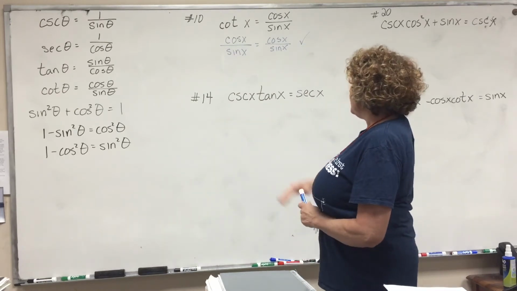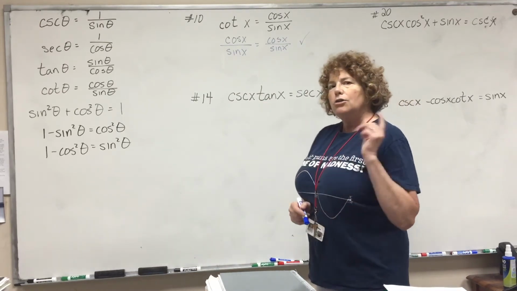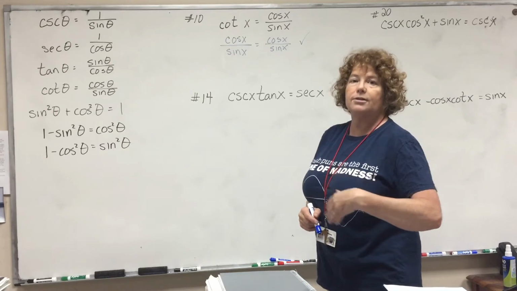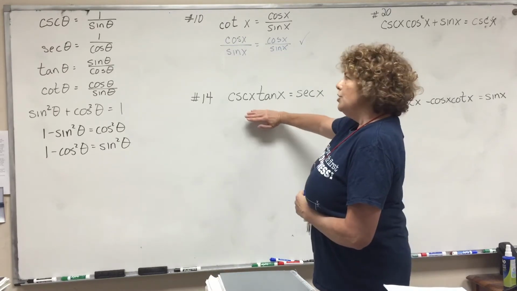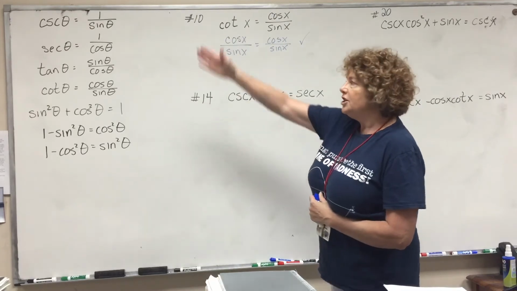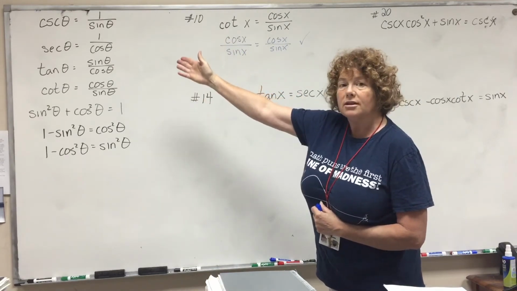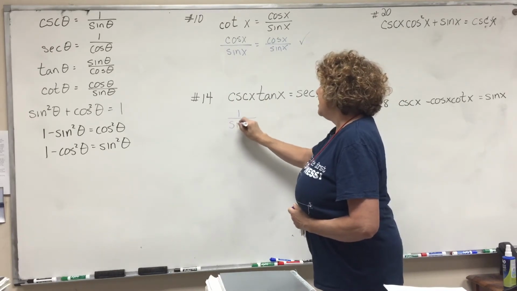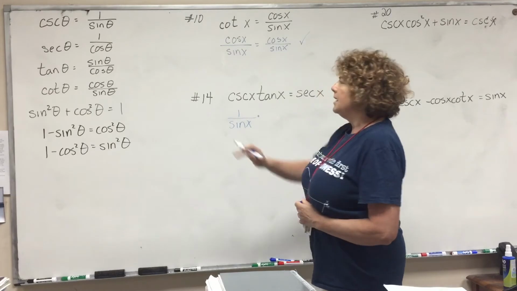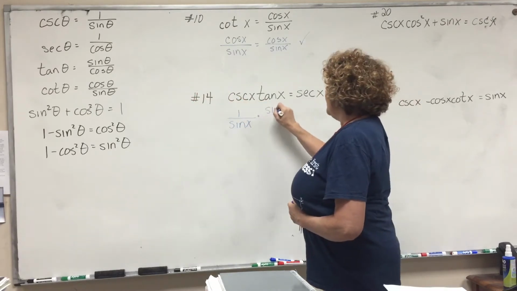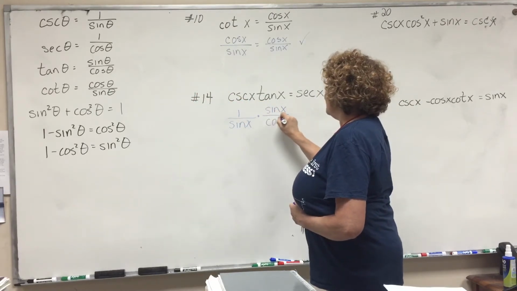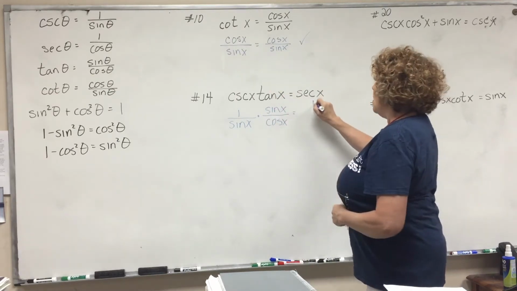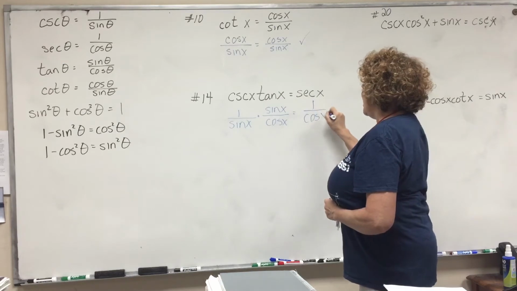Now let's look at number 14. This looks a little more complicated. You should always first approach these. There'll be more difficult ones later, next year and the year after, but you should always approach these with first changing them into their basic trigonometric functions. So cosecant changes into 1 over the sine of x times tangent, which is the sine of x over the cosine of x. And the secant is 1 over the cosine of x.